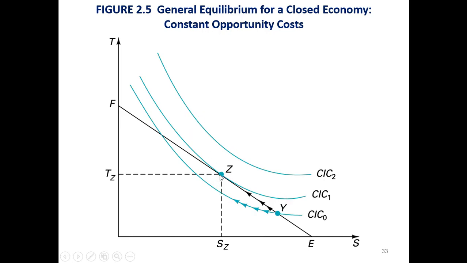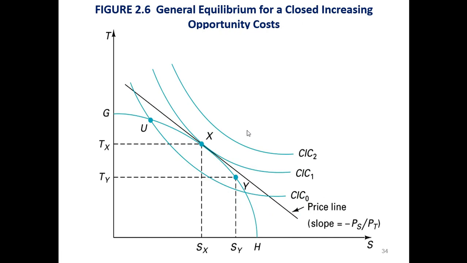And once we got to Z, if you see it, there's no other point on CIC1 they could have reached. Therefore, it's highlighting the idea that this is the best we can do given the possibilities. And therefore, there won't be either side of production or consumption, supply or demand, pushing away from Z. Therefore, we get equilibrium.